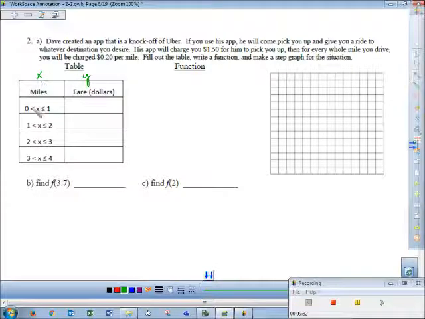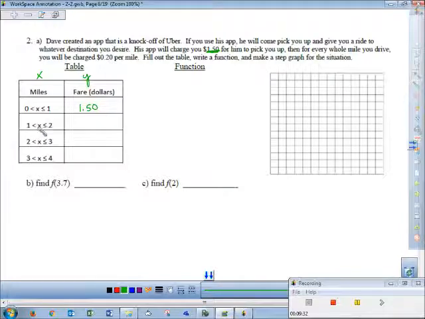So if you have driven in Dave's ride bigger than 0, because obviously you're going to go somewhere, right? He's not just going to pick you up and not take you anywhere. So if you're going to go more than 0 miles but less than or equal to 1, that's going to cost you that $1.50 right there. So if you don't even go a mile, that's the startup charge. That's the $1.50.